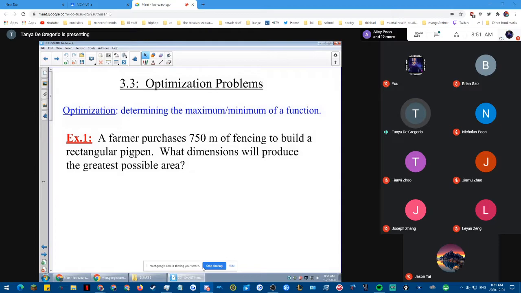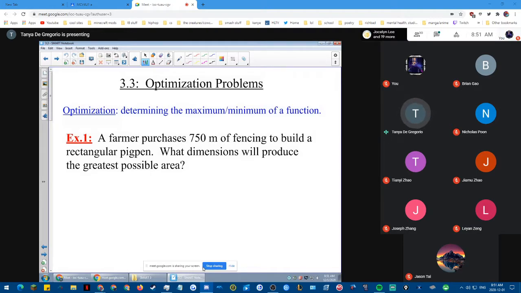So whenever you see greatest possible area, minimum surface area, smallest possible surface area, you know that you're optimizing, and that means we need to take the first derivative and set it equal to 0. Now, with these questions, sometimes when you read them, you're not sure what to take the derivative of. So let's read this question and let's try to figure it out.